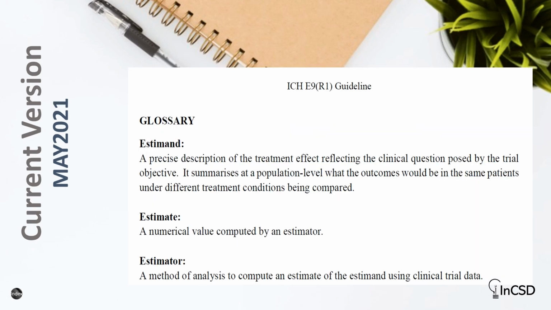Let's dig deeper with a very critical, constructive mindset and check the definition of the estimand: a precise description of the treatment effect reflecting the clinical question posed by the trial objective. It summarizes at the population level what the outcomes would be in the same patient under different treatment conditions being compared. Let's see how the W's could be mapped to this definition.